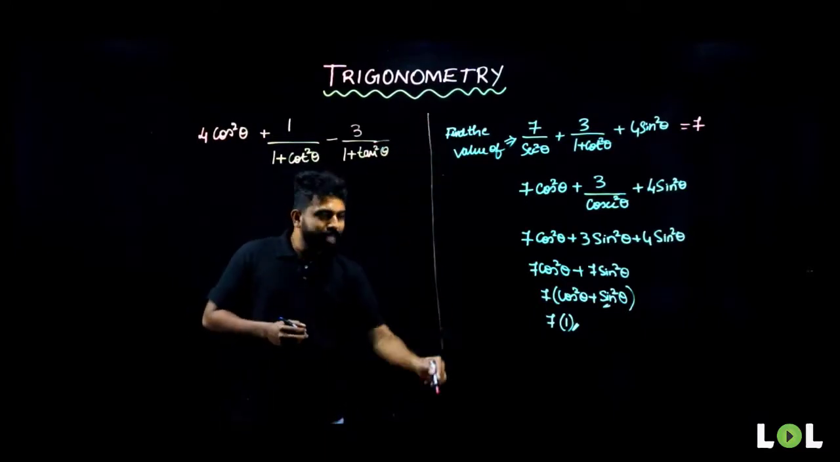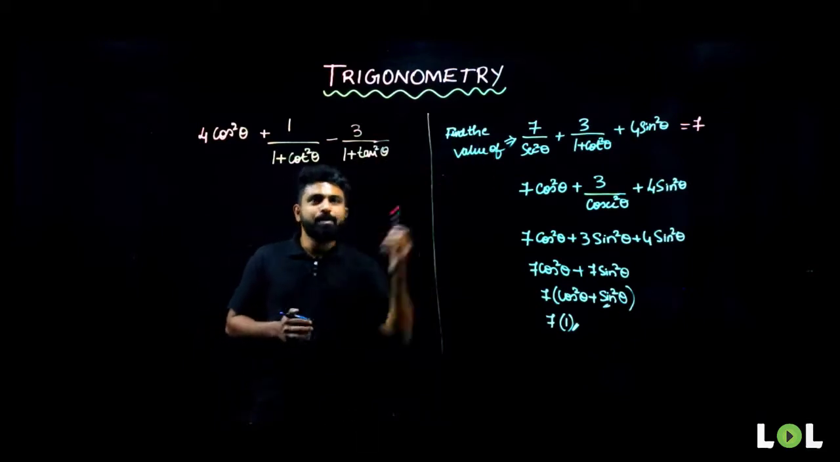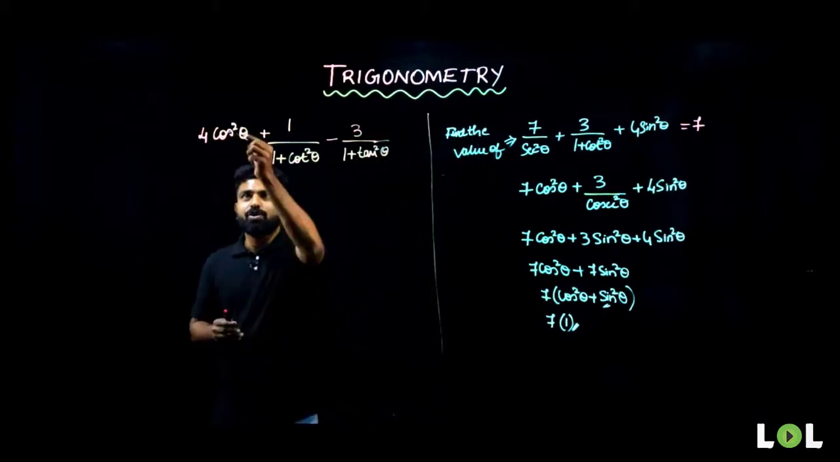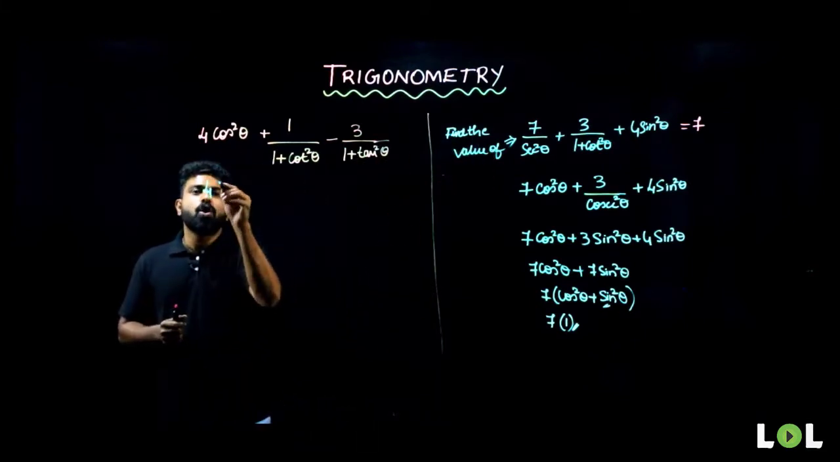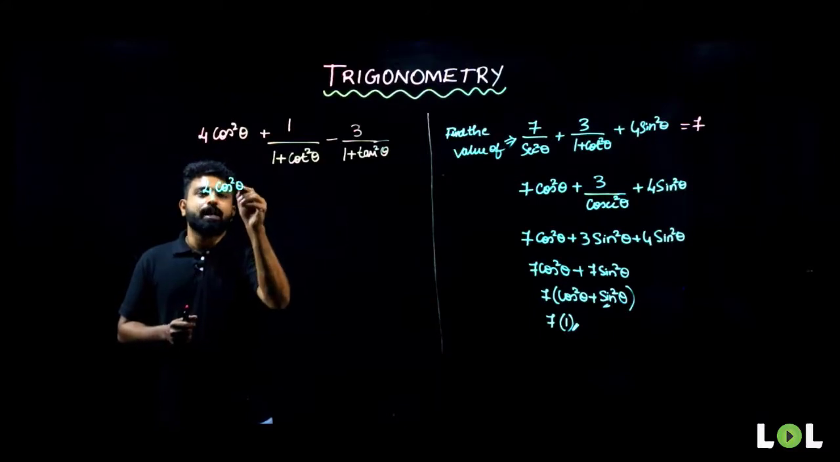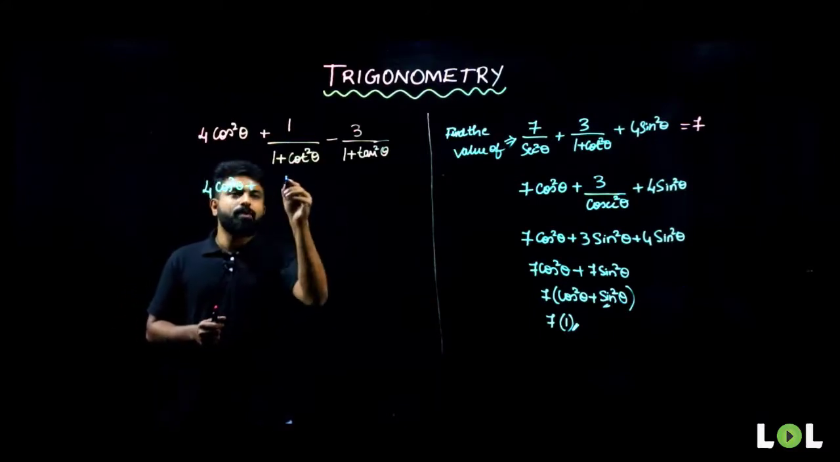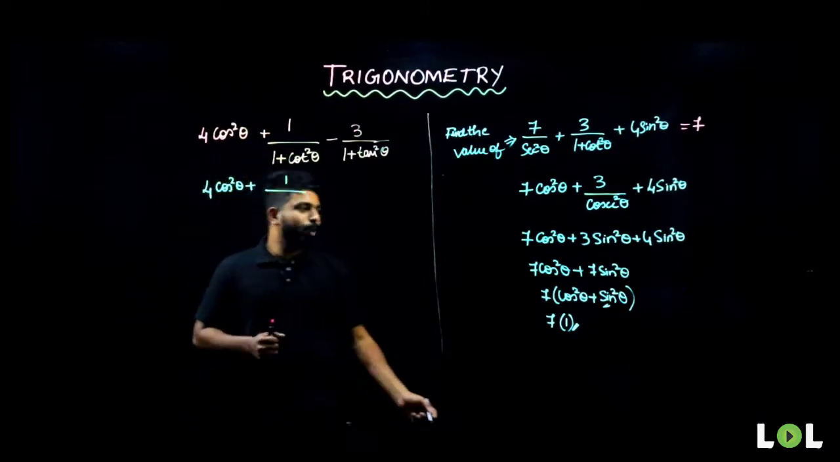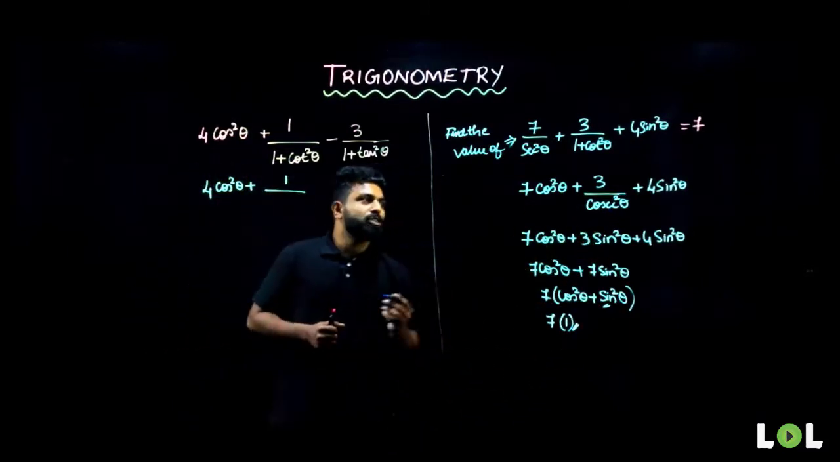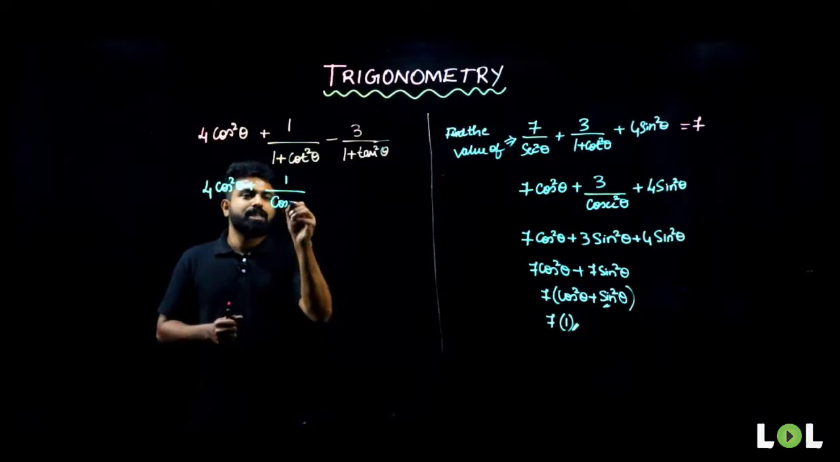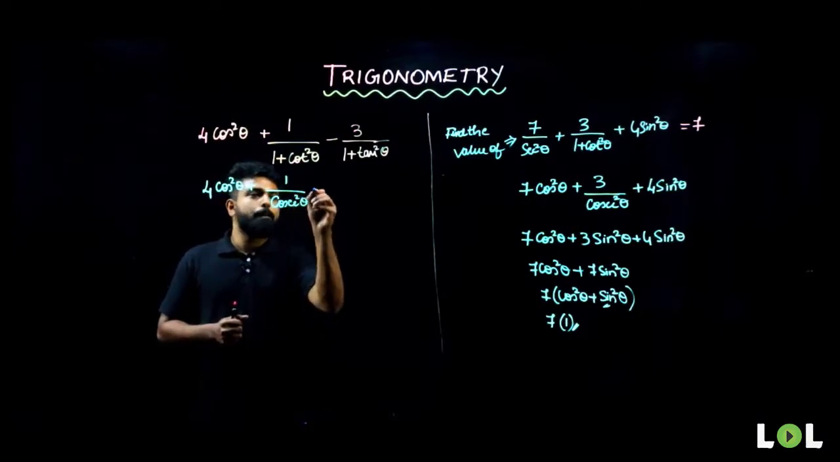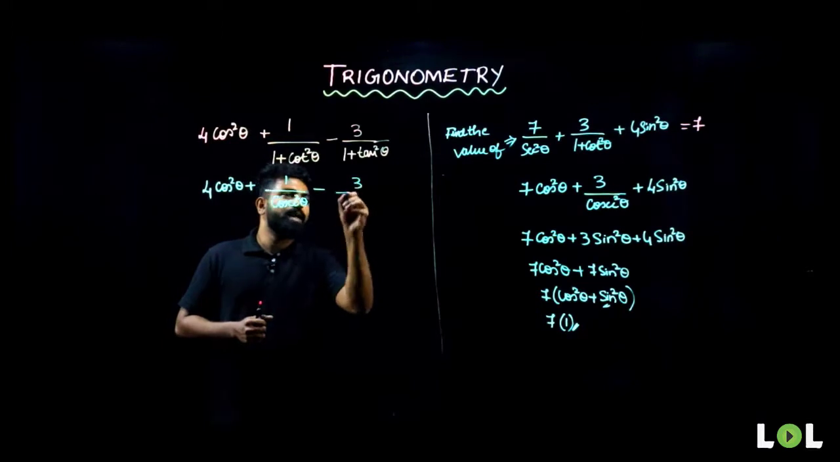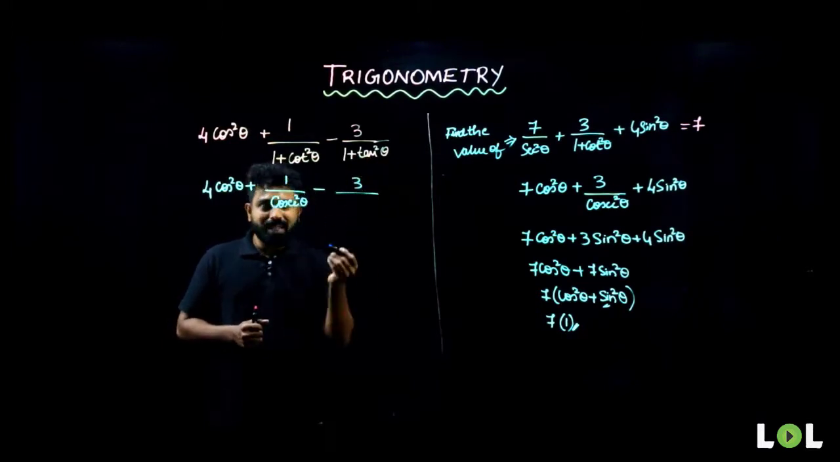What will be the answer? I told you this is very similar to the previous question. So what do I do? I write it down the same way. 4 cos square theta plus 1 divided by, what is 1 plus cot square theta? We all know 1 plus cot square theta is nothing but cosecant square theta. So it is cosecant square theta minus 3 divided by, what is 1 plus tan square theta?